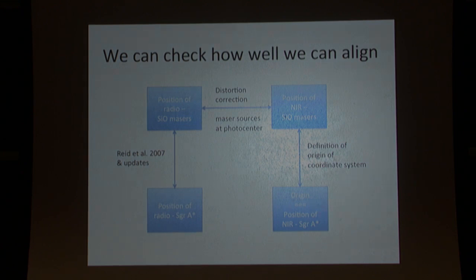And between those two things, you only need to correct for distortion. I say only because it's actually a lot of work. And of course, you have to assume that the maser spots in these stars trace the photocenter of the star. And then you can essentially look at where the origin of your coordinate system is in the infrared, or the position of the flares from Sag A star. And you can compare that, and this is the test Andrea has been reporting.